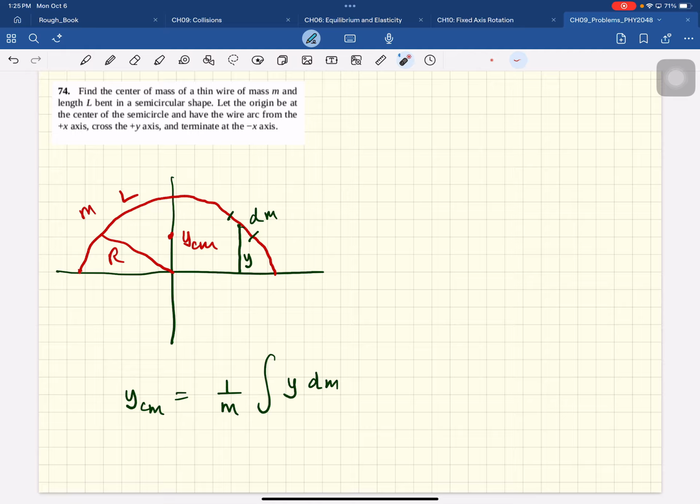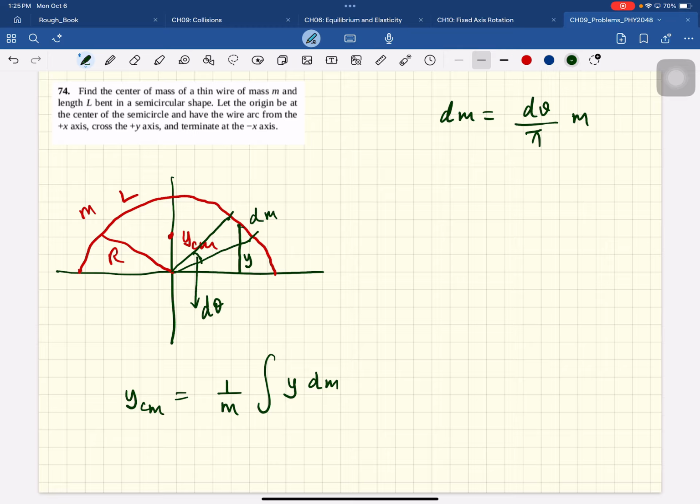Now, what is the problem? You have to evaluate that integral. That's the problem. All right, so let's set up an integral. Let's say that is d theta. What is the total angle that this object subtends? Pi. So dm is d theta divided by pi. That's the fractional angle times the mass.